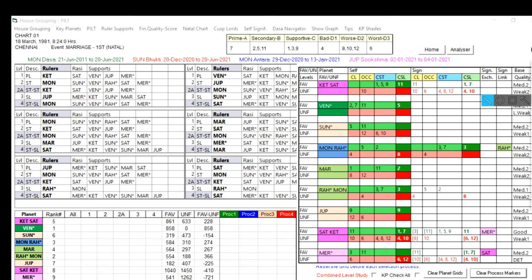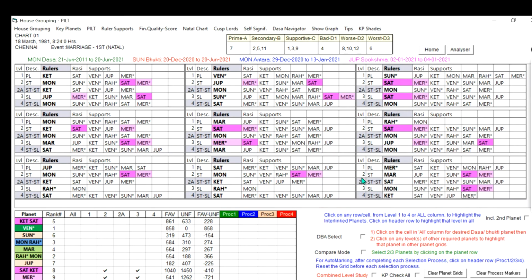Now let's go for the selection process. How to do the selection process? What I will do, first let's check the unfavorables so that we can identify some unfavorable planets. First, what are the planets we have to check? Saturn and Mercury. They are the 8th rank and 9th rank planets. Which planets are having Saturn and Mercury in second and third level? Let us check. Those planets which are having those planets in their rulers, those planets we can keep in the waiting list or in the unfavorable list.